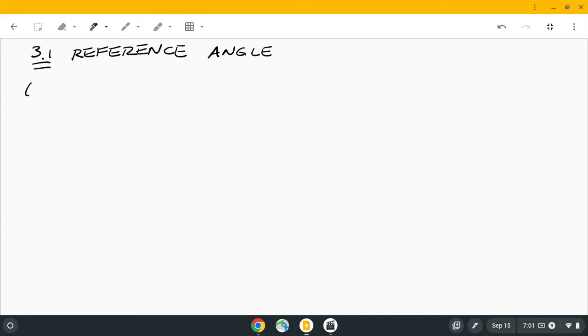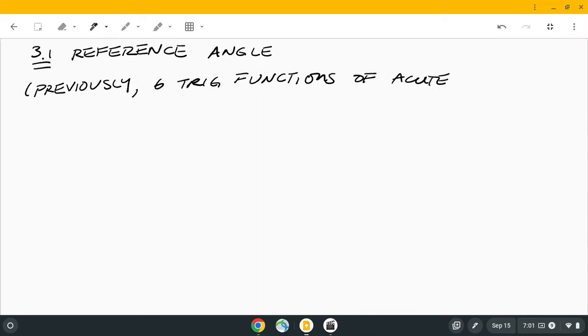So let's just note that previously in the other chapters, when we looked at the 6 trig functions, we took the 6 trig functions of only acute angles. I'm going to use this symbol for angles so we don't have to write so much. Except if it were like the quadrantal angles, 0, 90, 180, 270.